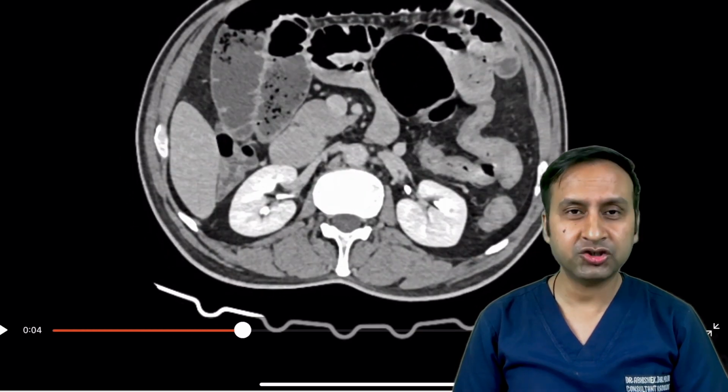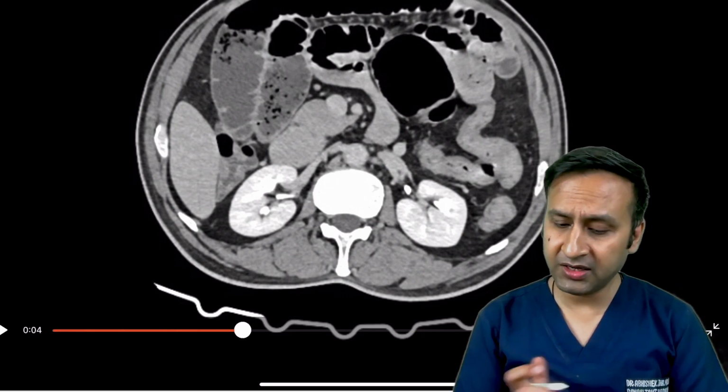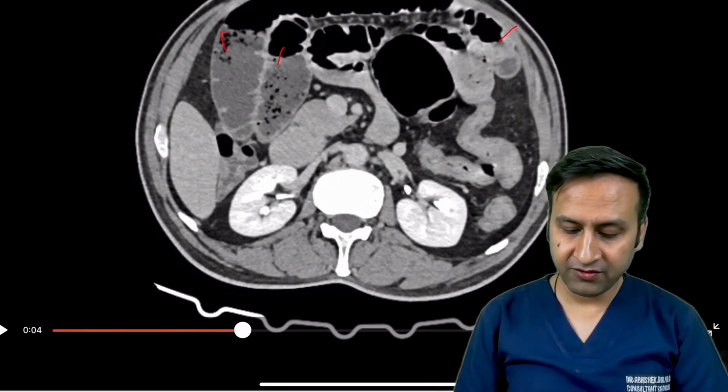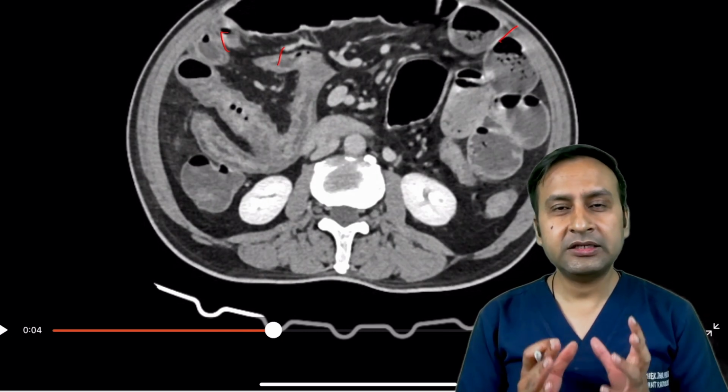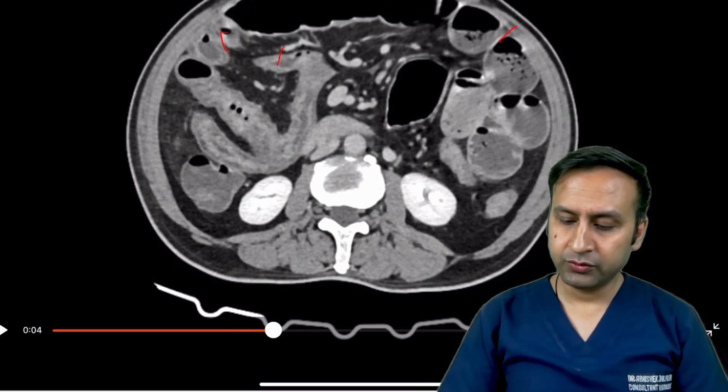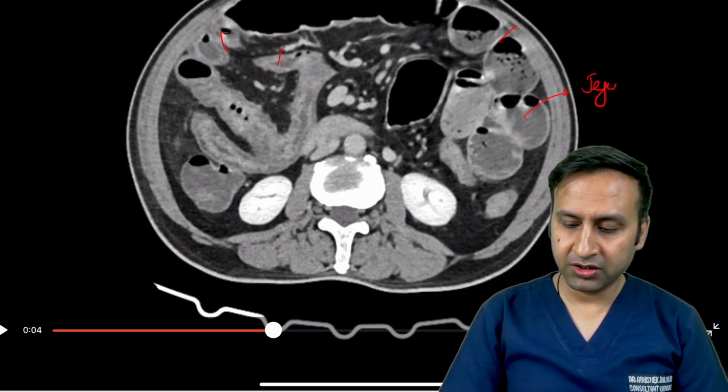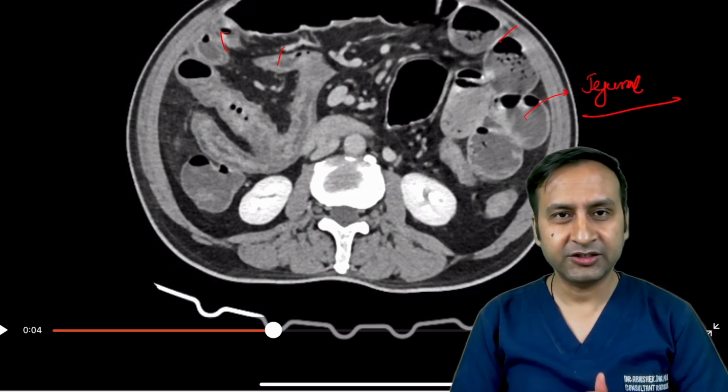I can see some dilatation of bowel loops. I hope everybody would agree with me that there is dilatation here, everywhere. And if I ask you which loops are dilated, then obviously you can see valvulae conniventes in all the dilated gut loops. So this is basically nothing but jejunal loop dilatation. We have jejunal loop dilatation for sure.